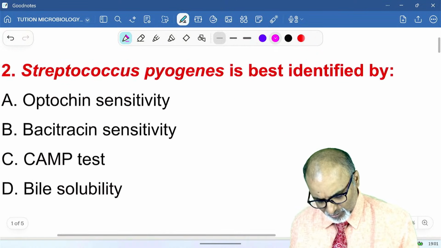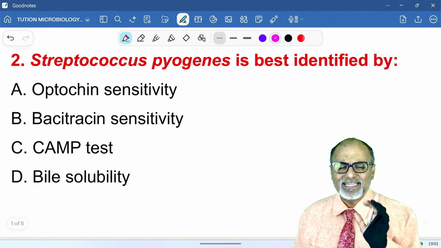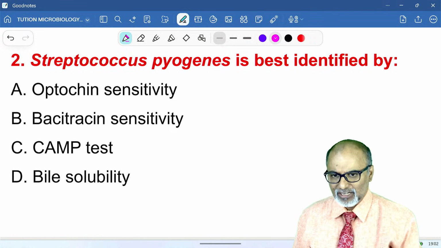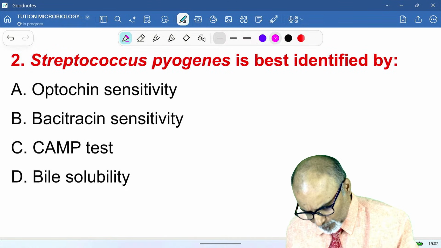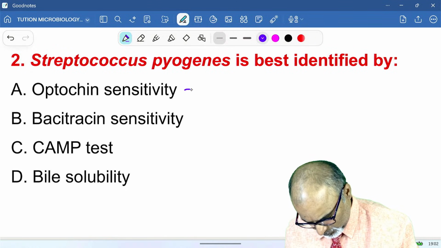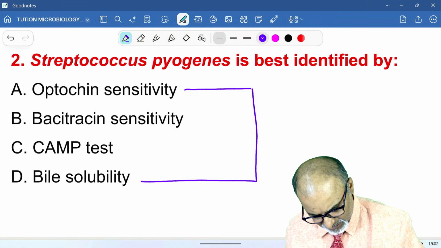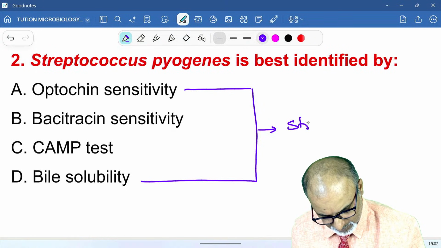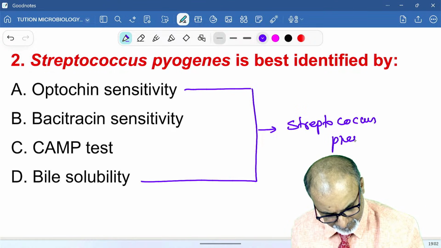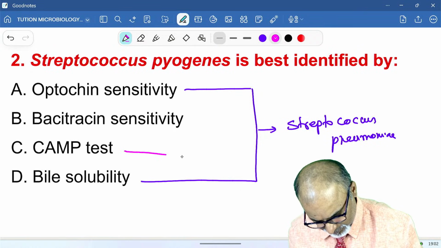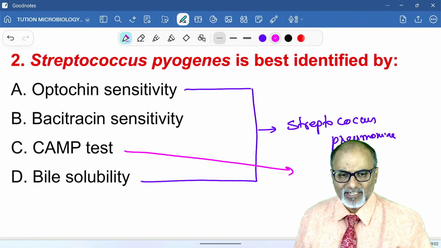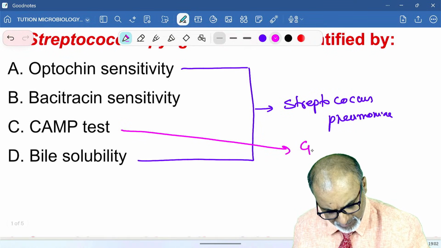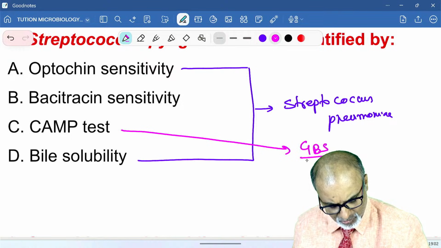Next: Streptococcus pyogenes is best identified by which microbiological test? A lot of microbiological tests are given. Optochin sensitivity, please note down. Optochin sensitivity, bile solubility, mainly for Streptococcus pneumoniae. CAMP test as well as hippurate hydrolysis, mainly for group B Streptococcus, otherwise called Streptococcus agalactiae.